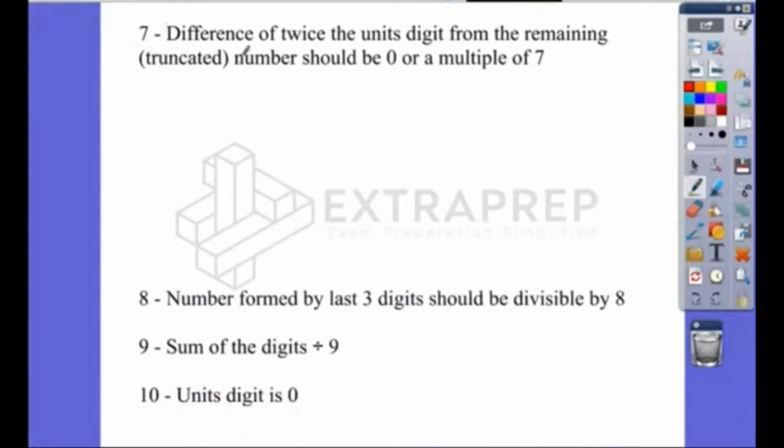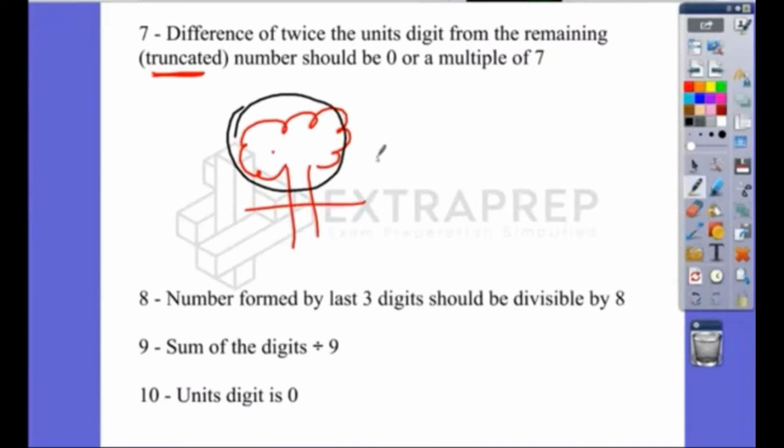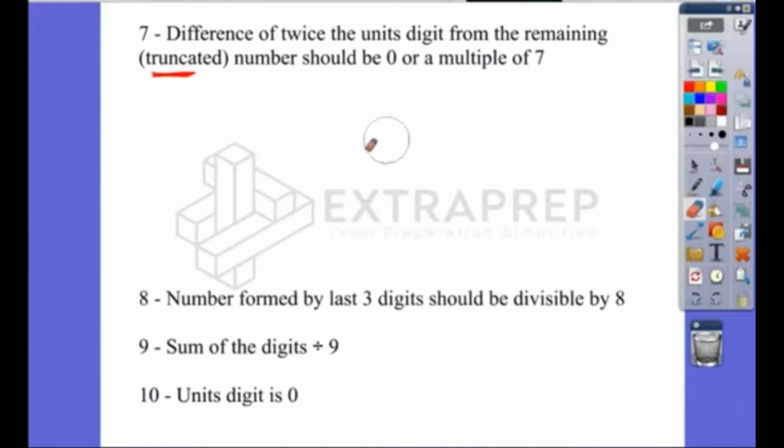The rule for 7. Difference of twice the units digit from the remaining number should be 0 or a multiple of 7. See, remaining, it can be mentioned as truncated because you have a tree. You cut it down. Whatever you cut, this part is said to be a log. And what's left is called a trunk. So the remaining number is called a truncated number.